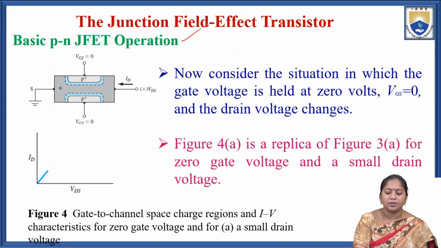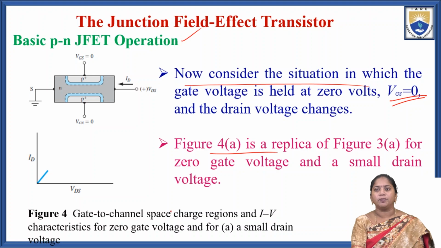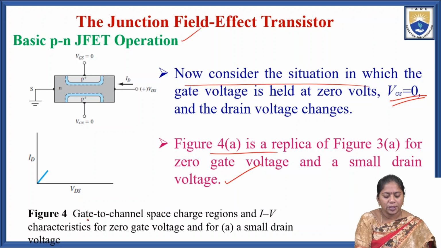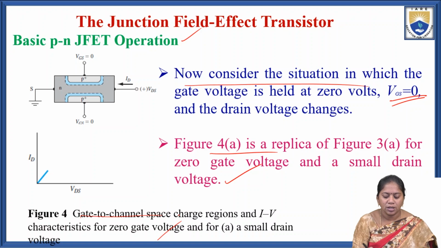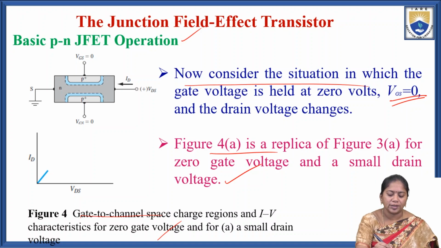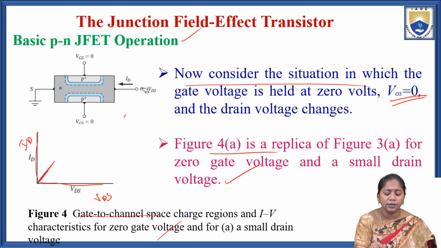For the basic PN JFET operation, now consider the situation in which the gate voltage is held at VGS equal to 0 and the drain voltage changes. Figure 4a shows the replica of figure 3a for zero gate voltage and a small drain voltage. Figure 4 shows the gate to channel space charge region and the IV characteristics for zero gate voltage and small drain voltage. Here the gate source voltage is 0. This is the graph between the drain current ID and VDS, and it looks like this, as shown in the figure.